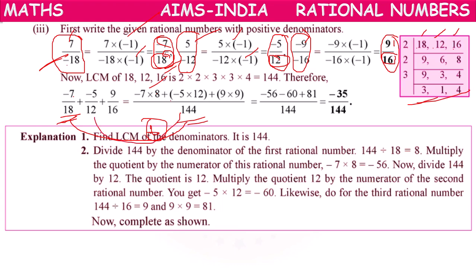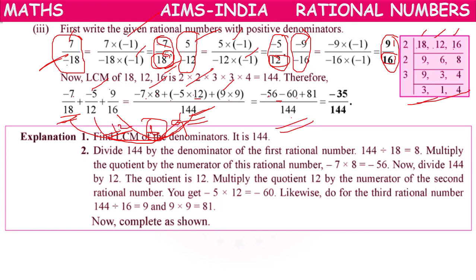Next, plus with 12. With 12, 144, how many times? 12 times. 12 is the quotient. With 12 we have to multiply minus 5. Minus 5 into 12. Next with 16, 9 times 16 is 144. 9 is the quotient. 9 into 9. So in the numerator we have to write like this, by 144, the common denominator. So minus 56, minus 60, plus 81 by 144.